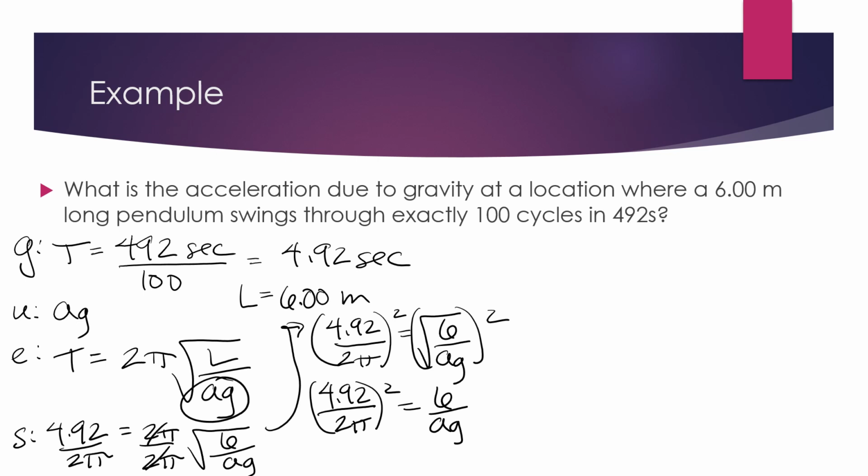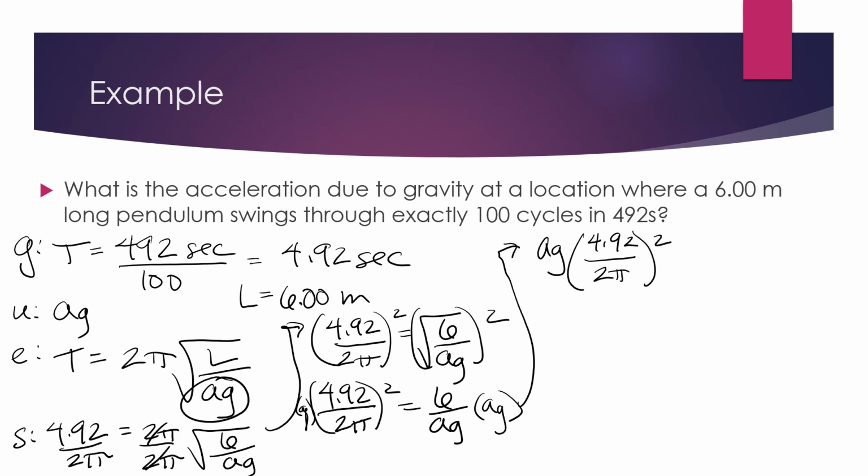Okay, now I need to get a sub g out of the denominator. So I'm going to multiply both sides by a sub g. So what I have here is a sub g times 4.92 over 2 pi squared equals 6, because these would cancel out.